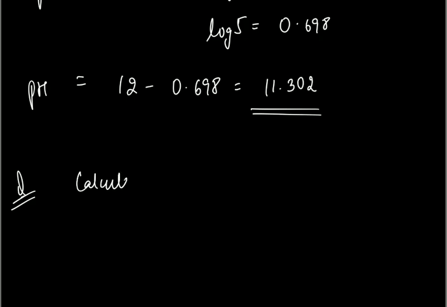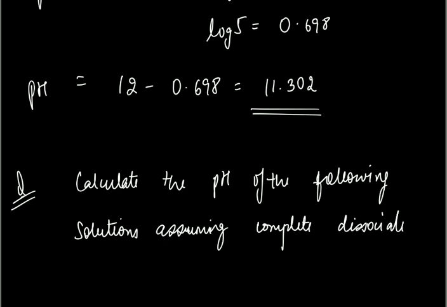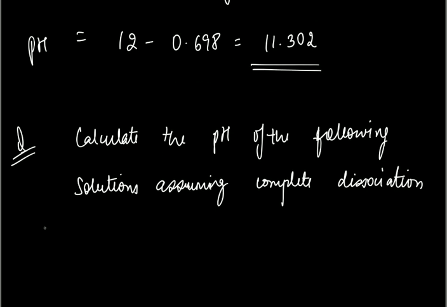this is a simple one. Sometimes we should do simple questions also. So, calculate the pH of the following solutions, assuming complete dissociation of HCl. So over here, first is 0.01 normal HCl.